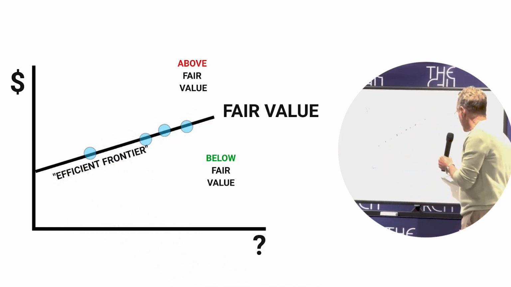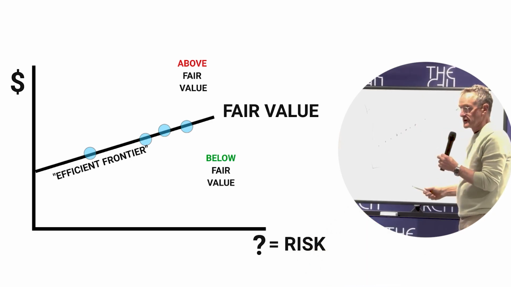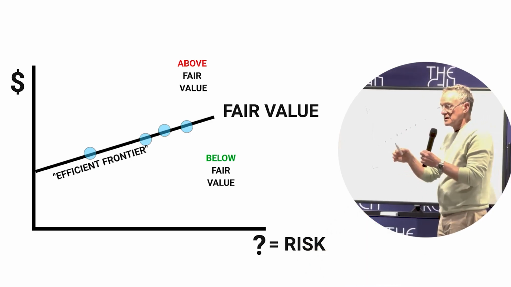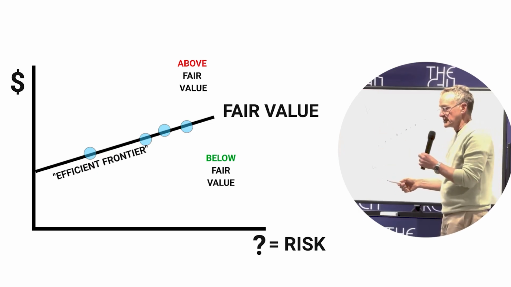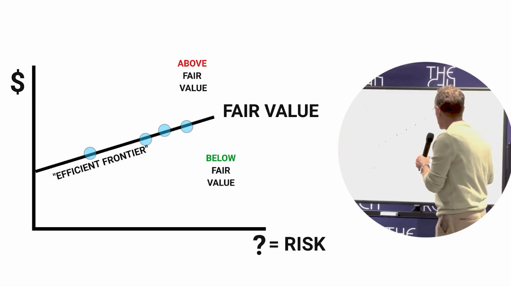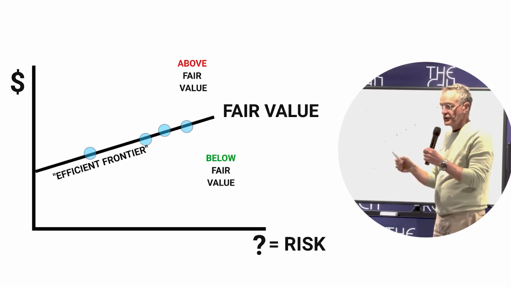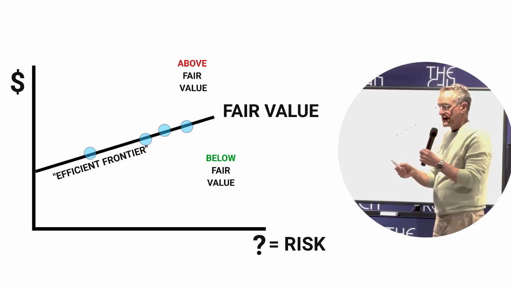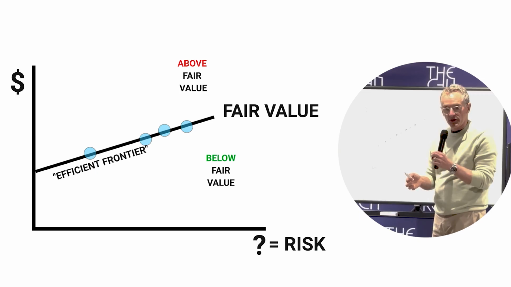Now, what's on this axis here is risk. So there's an assumption, which I'll talk to in the second chapter, that people are risk averse, and because they're risk averse, if they're going to make risky investments, they have to be tempted with incremental return.